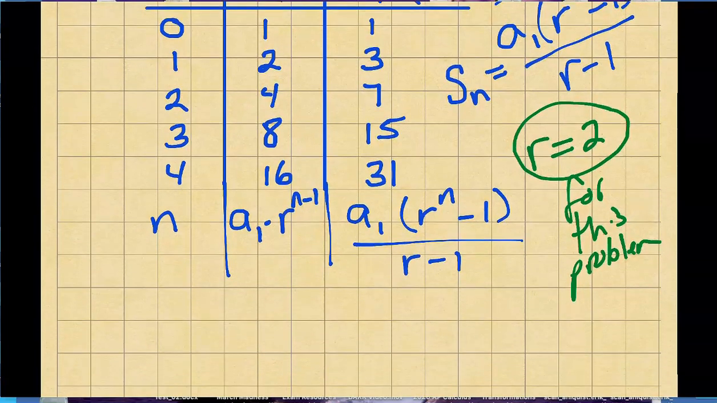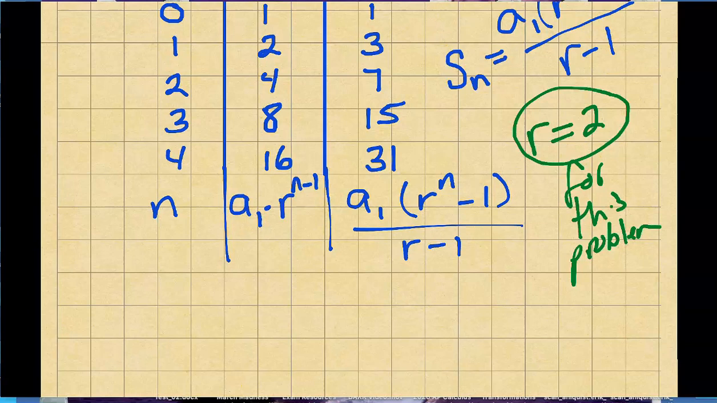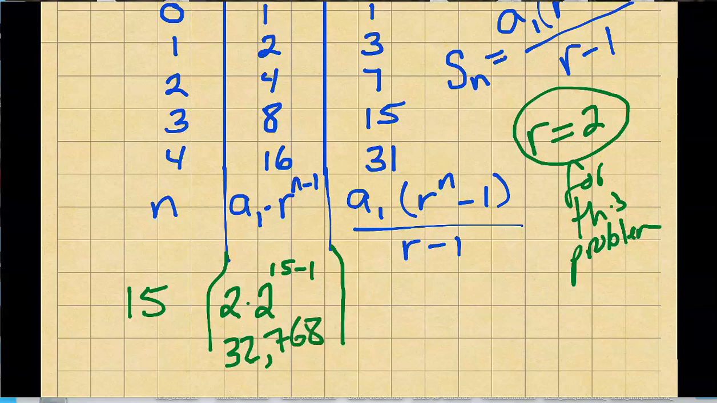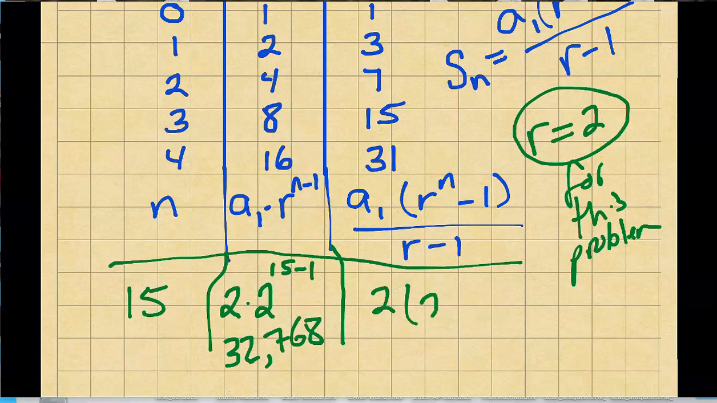With that being said, then we can really figure out how many people are going to know this secret on the 15th day. Because on that 15th day, the 2 people that originally were told the secret times the common ratio of 2 to the 15 minus 1, on that 15th day, 32,768 people were told this secret. On that 15th day, the 2 people that knew, common ratio, 15th day, minus 1, divided by common ratio minus 1.